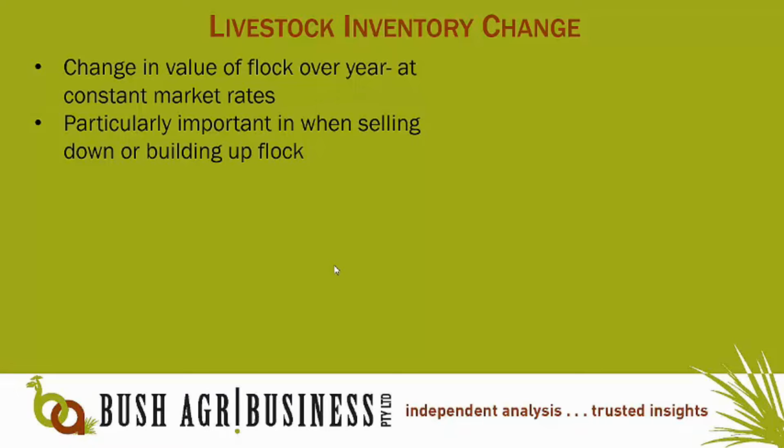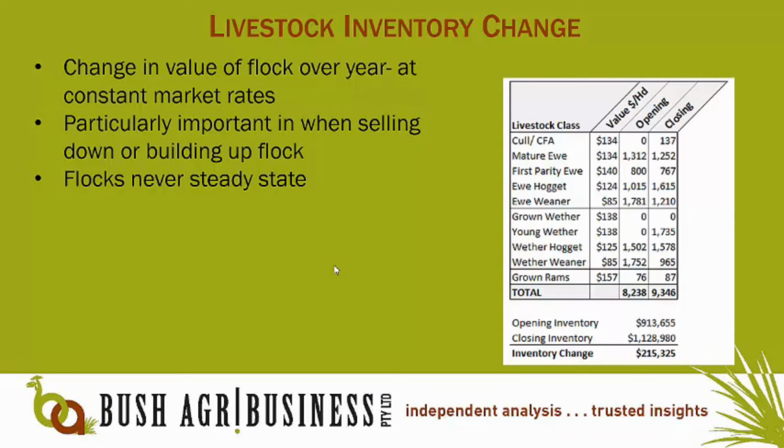Tracking livestock inventory change, as we touched on before, is particularly important when you're selling down or building up a flock. If you're selling down, you're going to have large cash income, which we can't recognise all as income because we're sold out of capital. Conversely, if you're building up numbers, your sales will be low, but the value of the flock will be increasing in the paddock, and we need to accurately account for livestock inventory change to measure that. And our flocks are never in steady state. We never finish with exactly the same number as we start with, so it's important to take that into account.